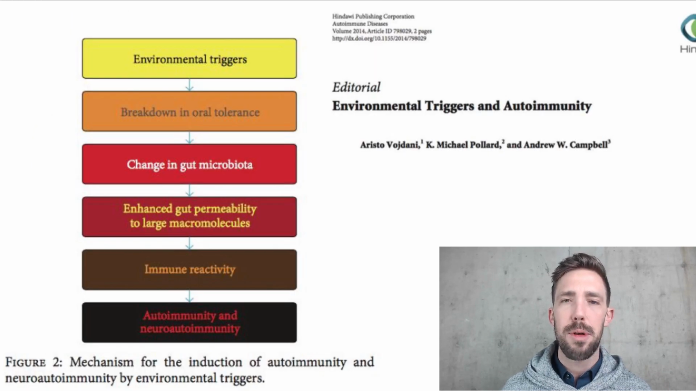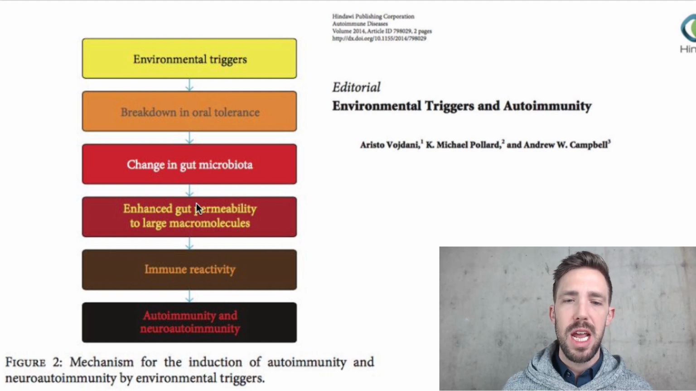So how does this happen? This is from the journal Autoimmune Diseases, an editorial called Environmental Triggers and Autoimmunity. But you see at the top here, we have these environmental triggers. Our body's exposed to these environmental triggers, whether those be toxins, whether those be food particles, and the things that we looked at in the last slide kind of determine how susceptible you are to this. But then you have a breakdown of oral tolerance.